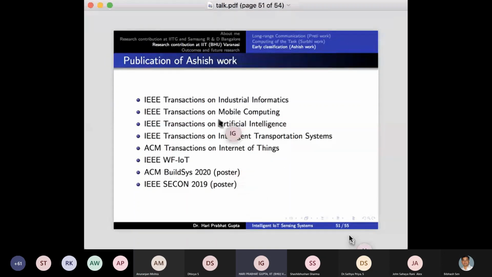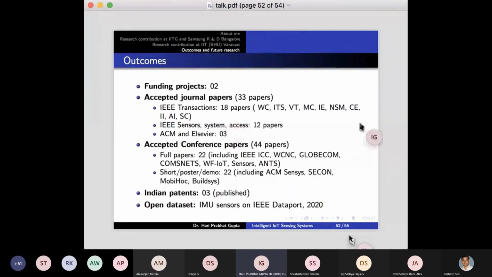My suggestion is that long-range communication with early classification is a hot topic right now. Numbers of people are working on it, but still we have space. As an outcome, if we follow this pattern of deployment, then short range, then long range, then processing and other things, right now we have 33 transaction or journal papers. And most of these papers have a prototype. That is the uniqueness, that we do not give only the concept or the mathematics or the simulation results. We design the prototype and give the proof of concept.